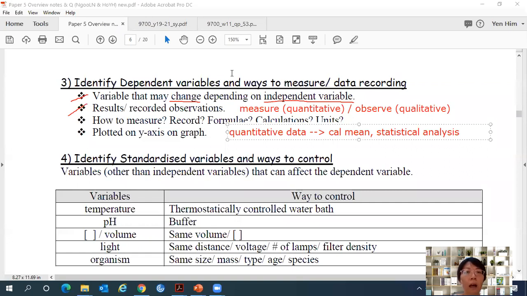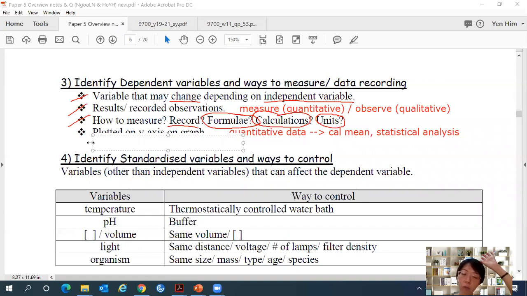For your result, you need to describe how you're going to measure it and record it down. And then, do you need to use a formula or not? After you measure, do you need to use a formula to derive your answer? If yes, how do you do your calculations? And after you calculate, what is the unit you're going to present it in? I'm going to give you an example so you know better.